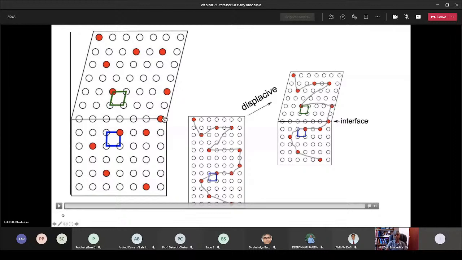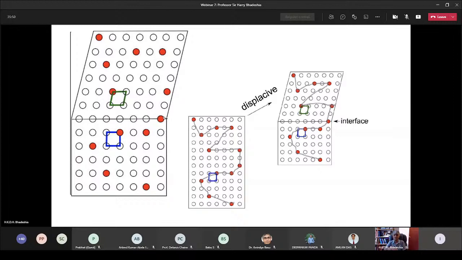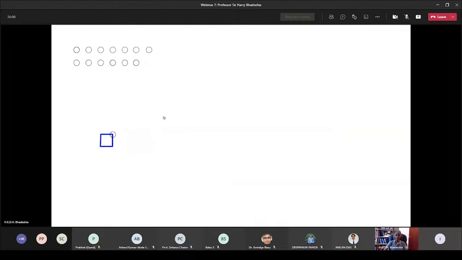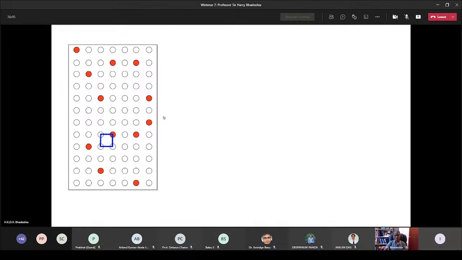That means if you're looking at the crystal while it's transforming, then you'll be able to see that there is a change in shape. And that causes a lot of strain energy, and that is the reason why we get the bainite in the form of very thin plates. Now, this is the corresponding case.